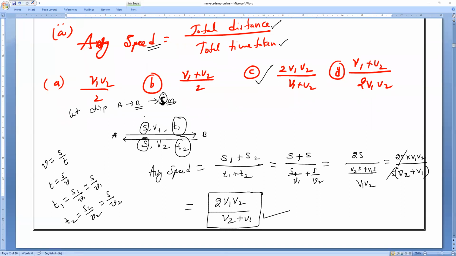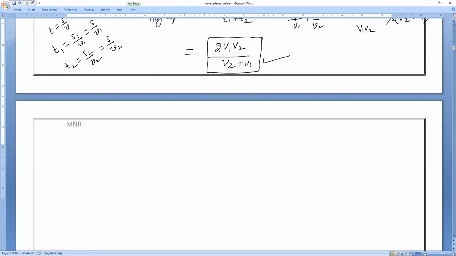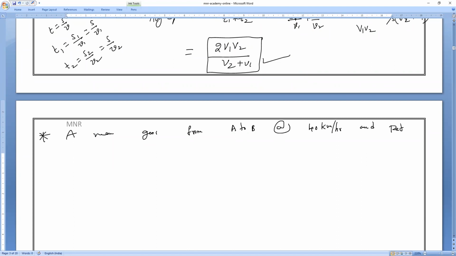A man goes from A to B at 40 km per hour and returns from B to A at 60 km per hour. Calculate the average speed.